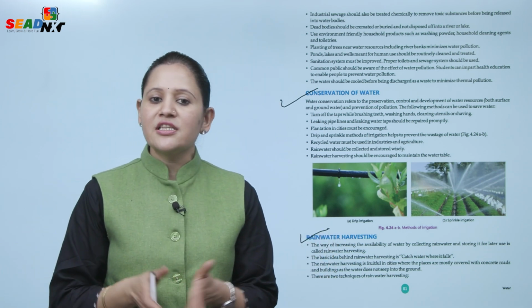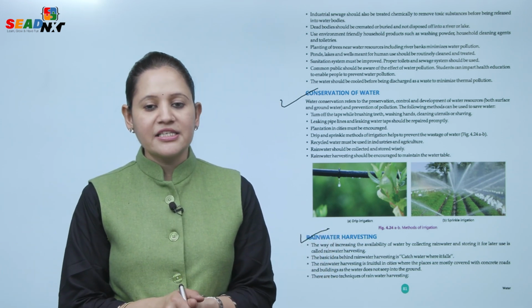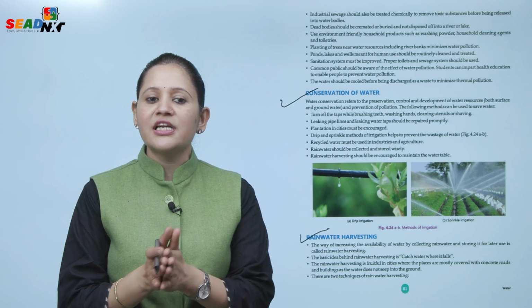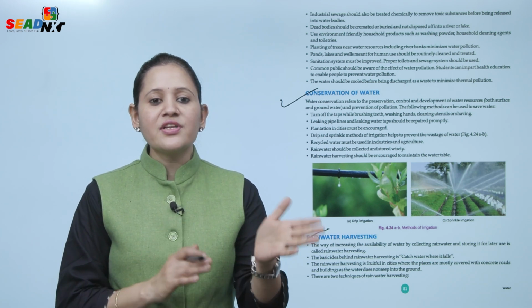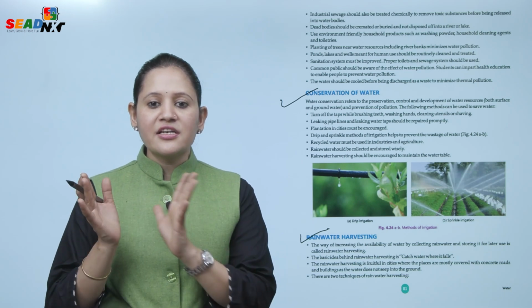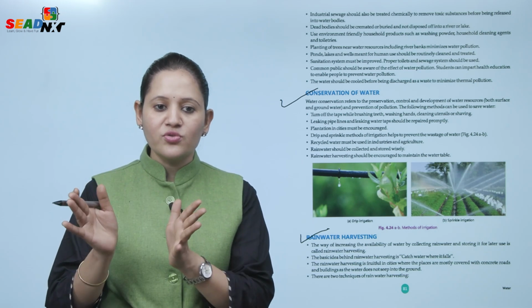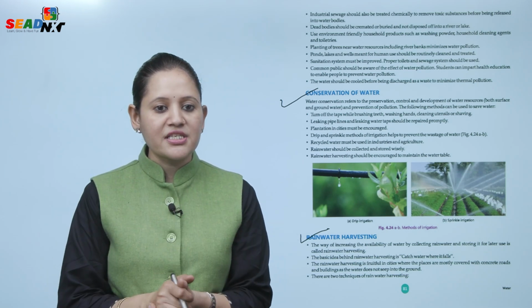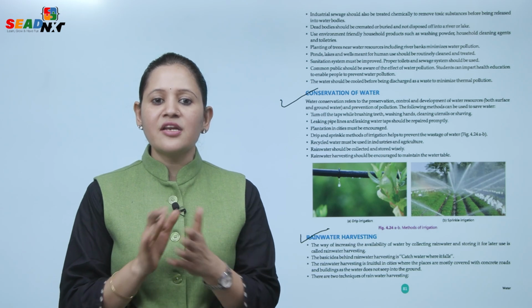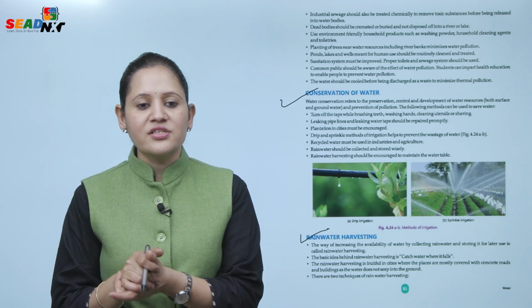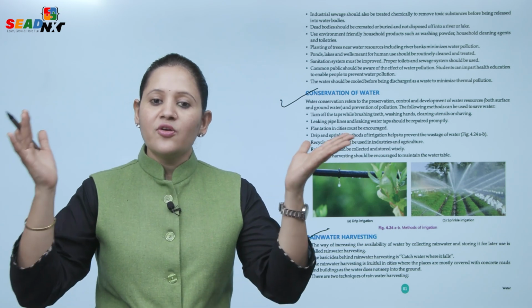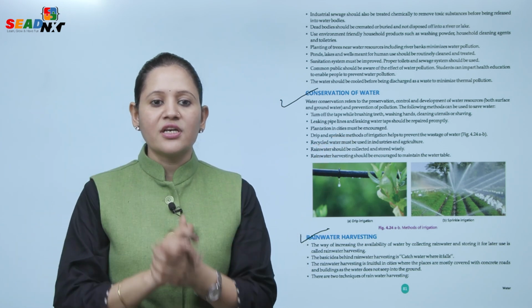The way of increasing the availability of water by collecting rainwater and storing it for later use is called rainwater harvesting. So whenever there is rain, we can collect the rainwater and store it for further use. That is called rainwater harvesting. The basic idea behind rainwater harvesting is to catch water where it falls. Means wherever the water is falling, we can collect it and store it.